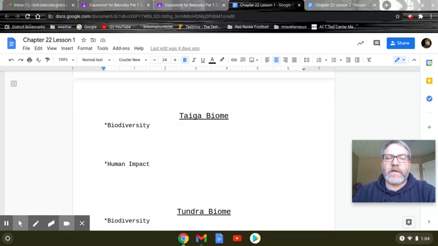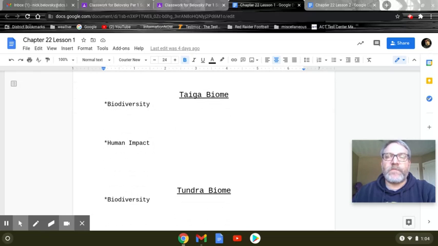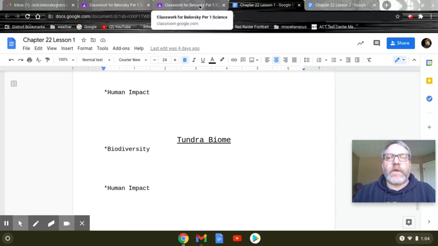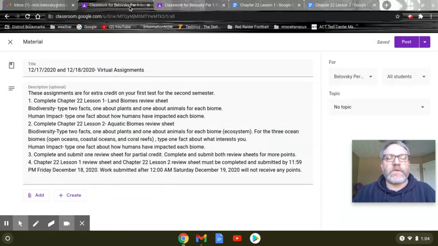And then for taiga and for tundra, same thing. For biodiversity, you're going to type 1 plant, 1 animal, and a human impact. And for tundra, once again, a plant and an animal and a human impact. So make sure that you complete all the definitions, the biodiversity, and the human impact. Going back to the instructions that I've left you, make sure that you read this and understand all of it, and how to get the extra credit.